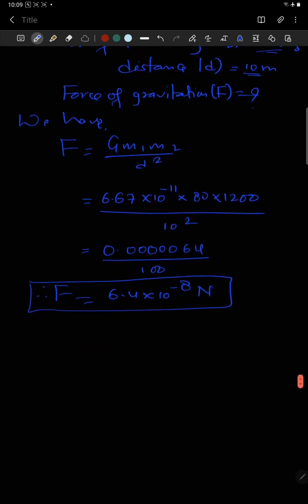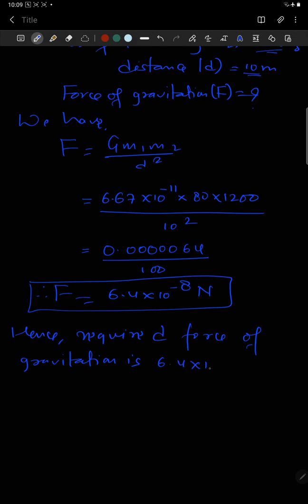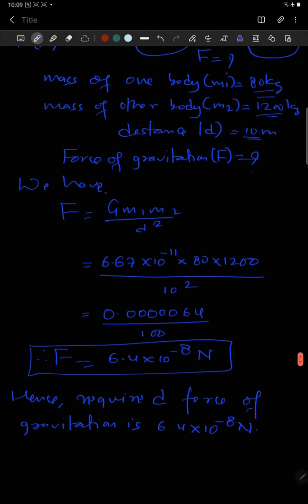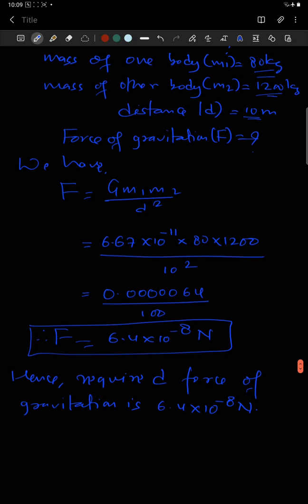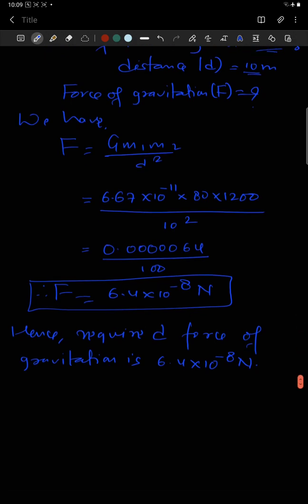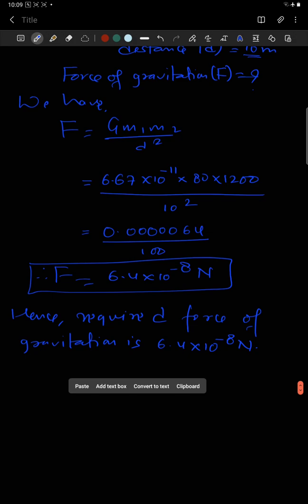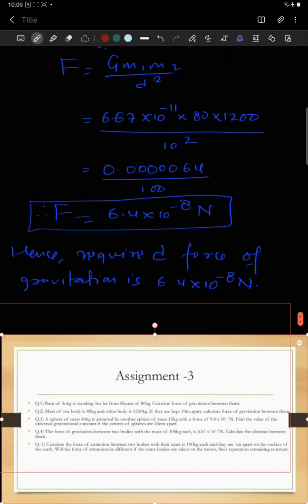So conclusion is, hence required force of gravitation is 6.4 into 10 to the power minus 8 Newton. So the force of gravitation between these two bodies is 6.4 into 10 to the power minus 8 Newton. Now let us go with question number 3.